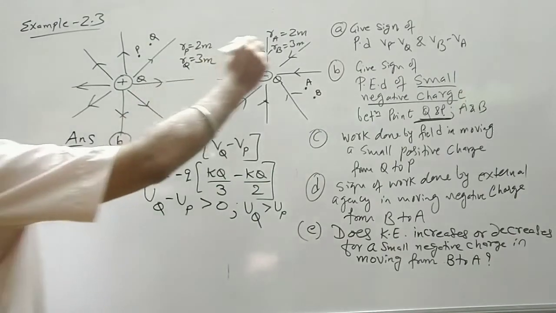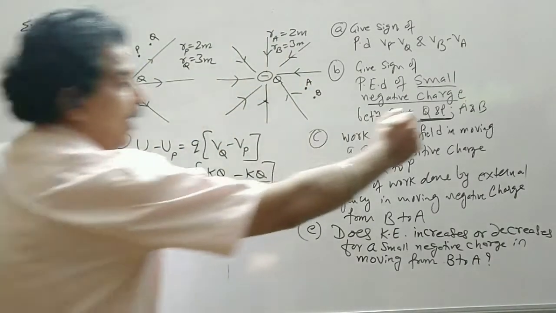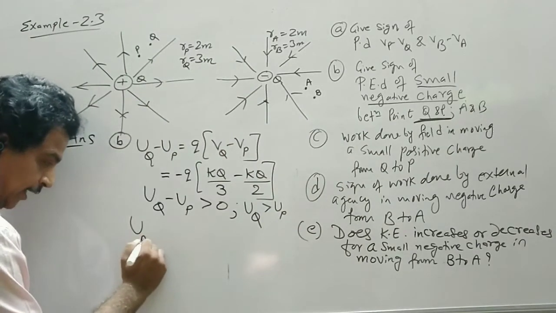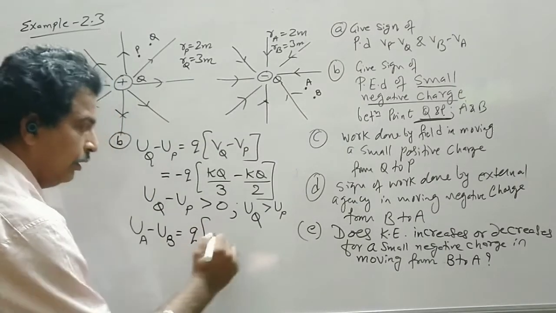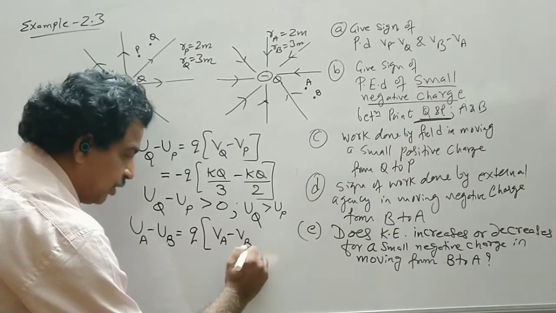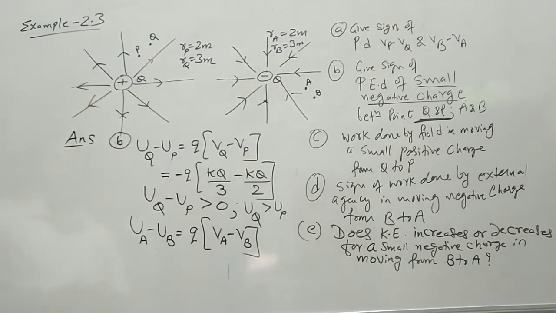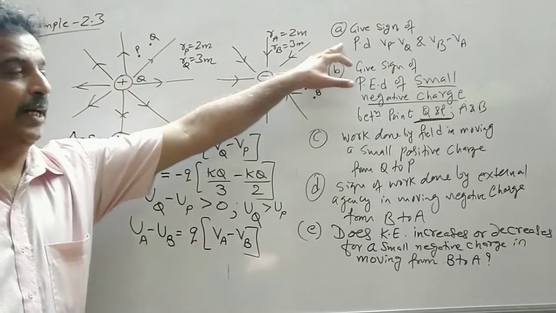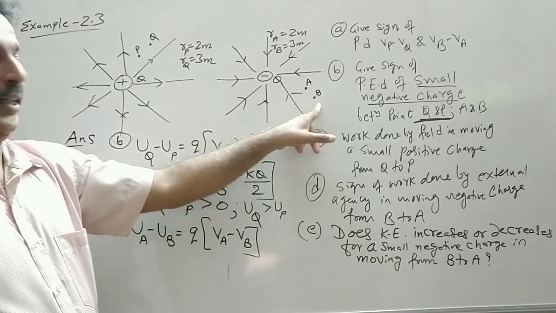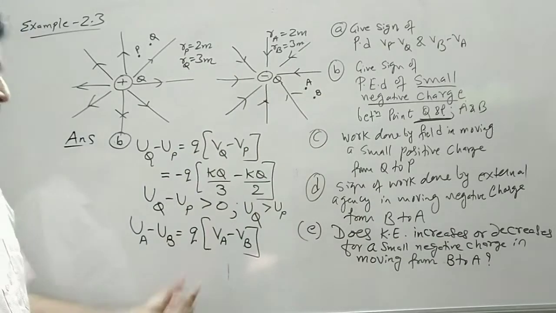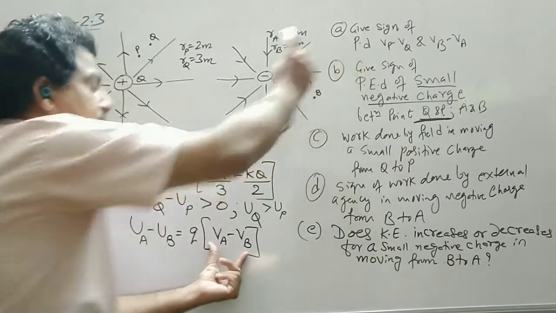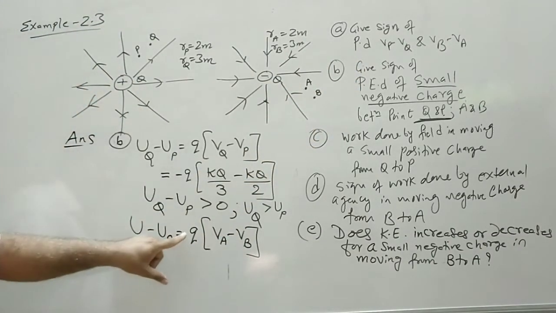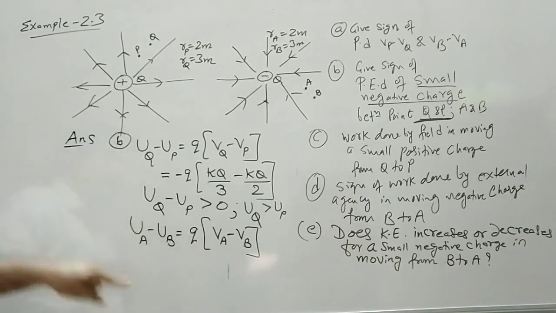So for this situation, we have to find out A and B. So UA minus UB can first be written as q times VA minus VB. In the earlier case, in part 1, VB was greater, VB minus VA was positive. Here it is opposite. So this is a minus term. If I compare with the first case, this is minus, this is also minus. So in this situation, UA comes out to be greater than UB.